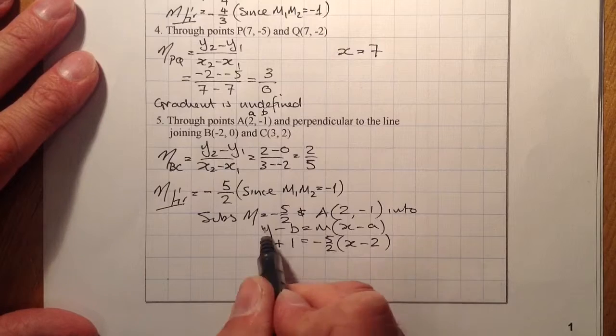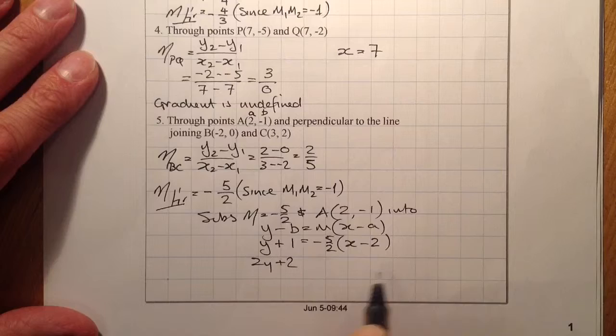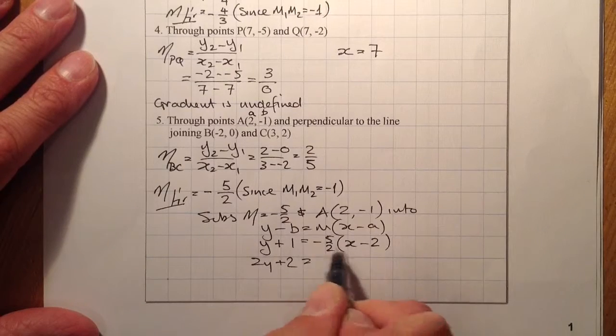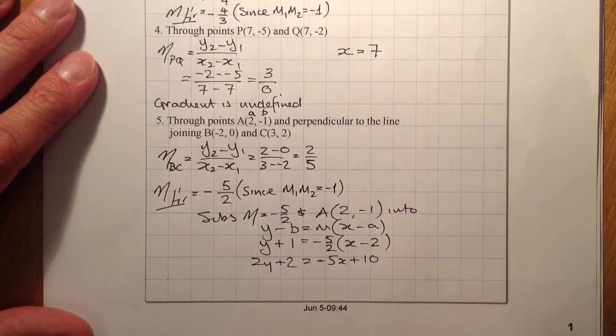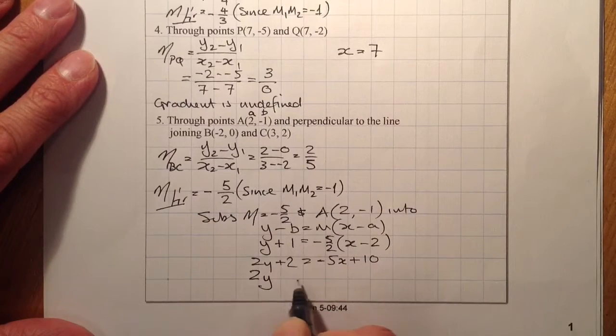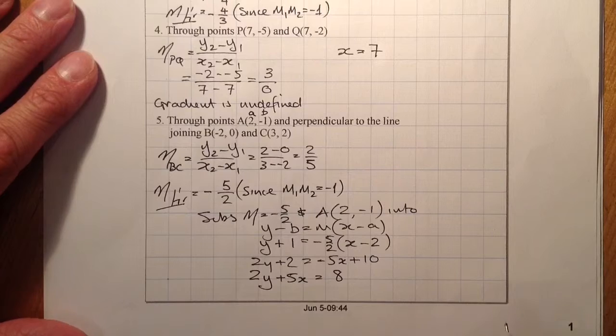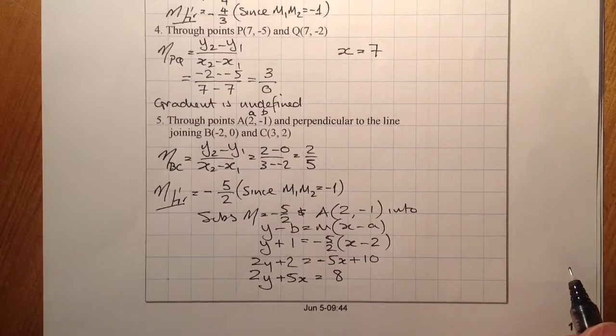I'll then do times this side here by the 2, so it'll be 2y plus 2. On this side here on the right, I'm going to multiply out by minus 5, so minus 5x, and that's going to be plus 10, because the two minuses multiplied together. Gather the y's and the x's on the left hand side, so I've got 2y plus 5x is equal to, bringing the 2 over becomes a negative, and that's going to be 8. So I've got 2y plus 5x equals 8, and I'm all set up to go and do any simultaneous equations work that I have to do from there.